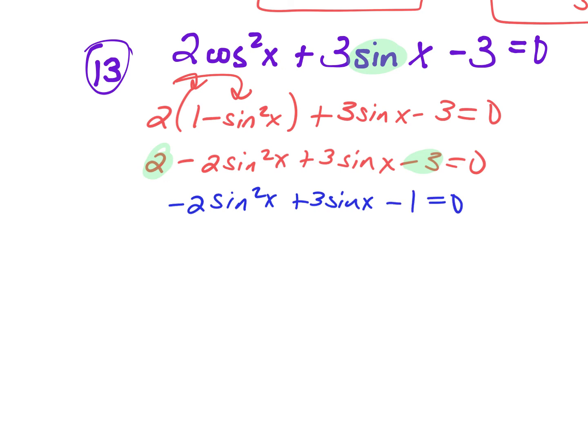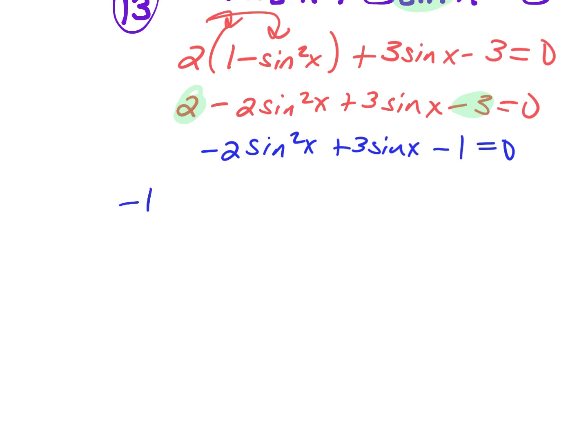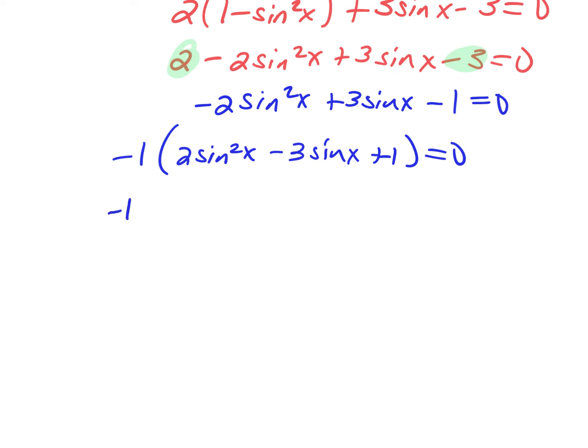Can I factor this just yet? I'm going to take out that negative 1. I have to factor out that negative 1. We don't like to factor when we lead with negative. So I'm going to take out that negative 1, and then I'm left with 2 sine squared x minus 3 sine of x plus 1 equals 0. It just changes all the signs. So at the end, when I set each parenthesis equal to 0, when I say negative 1 equals 0, it's not true. So we're good. So again, keep your negative 1 out there.